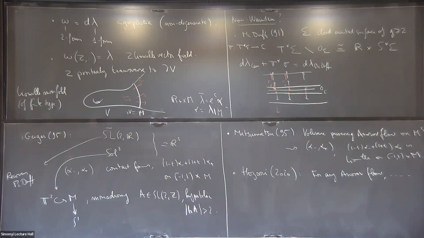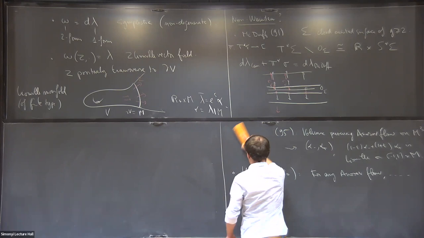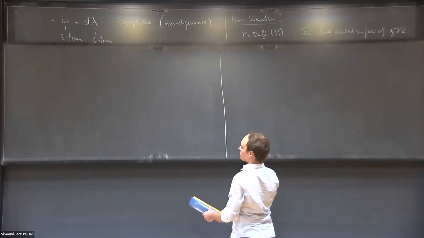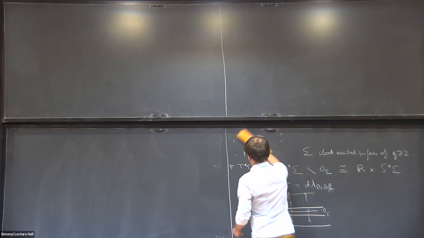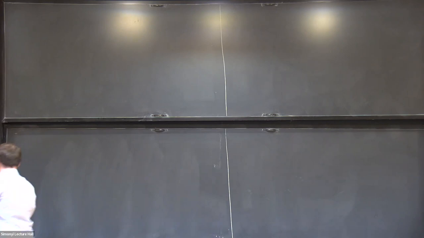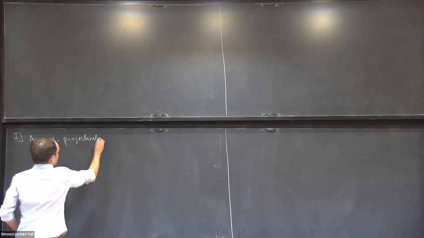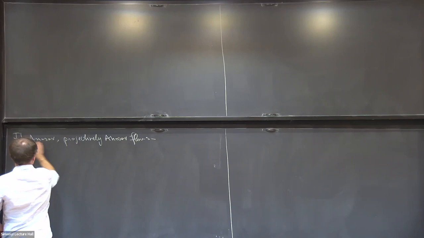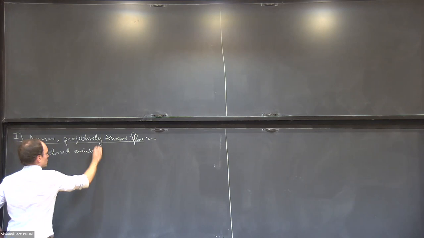Okay, so let me erase everything. I still have to define what an Anosov flow is, so I'll do it now. The first part: Anosov, and also what's called projectively Anosov flows, only in dimension three. So M is going to be some closed oriented manifold.